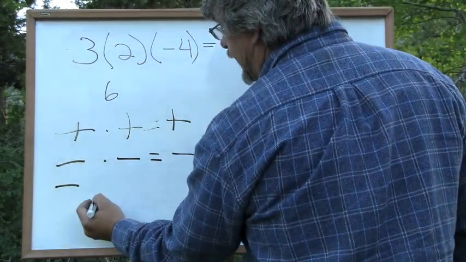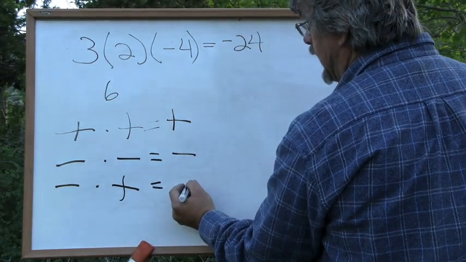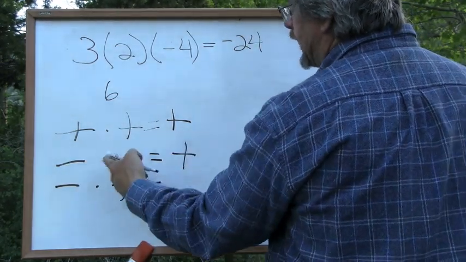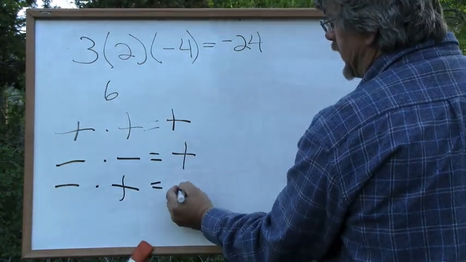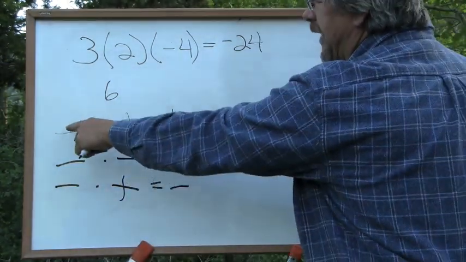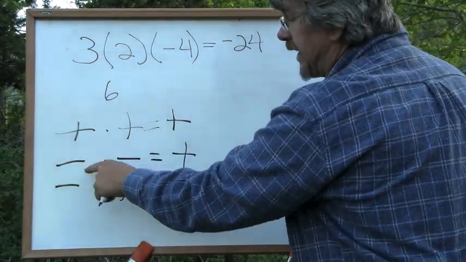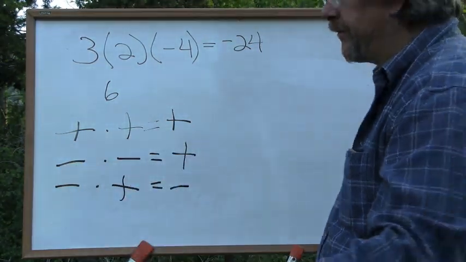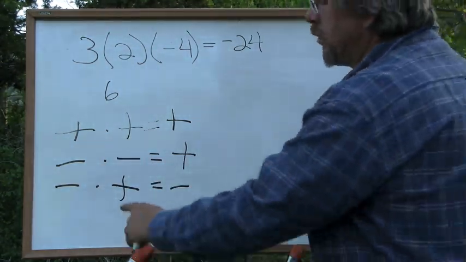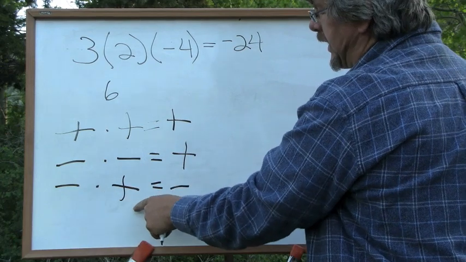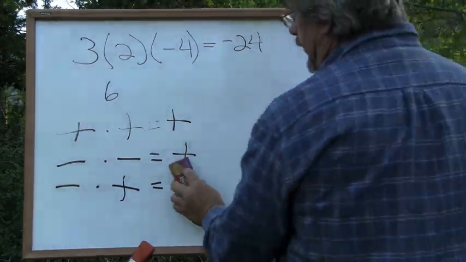A negative times a negative is a positive, and a negative times a positive is a negative. So if you have like signs, it's going to be positive when you're multiplying. When you have like signs, even though they're both negative, when you're multiplying, it's going to be a positive. And it's only when you have unlike signs in multiplication that you end up having the negative.